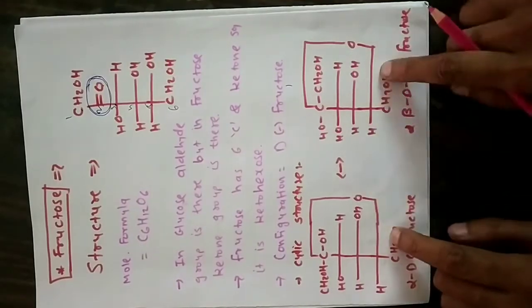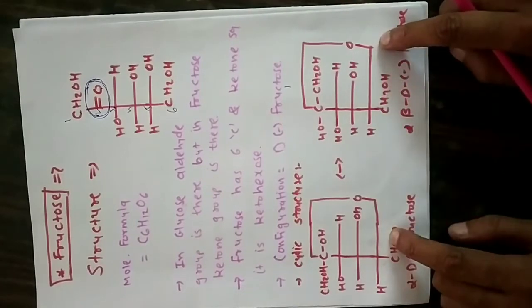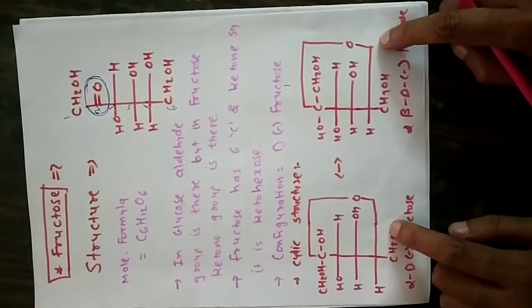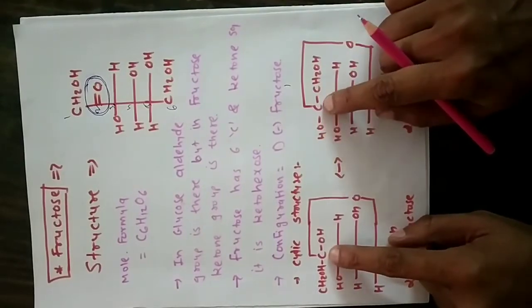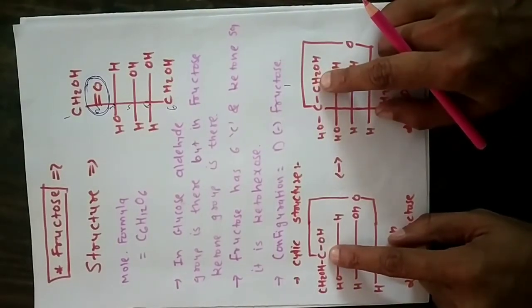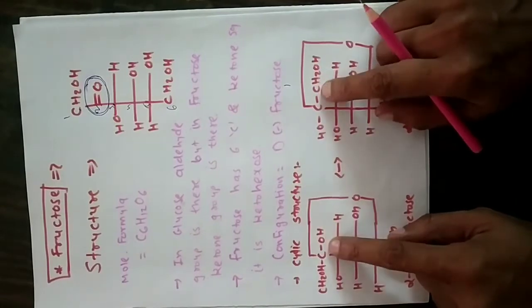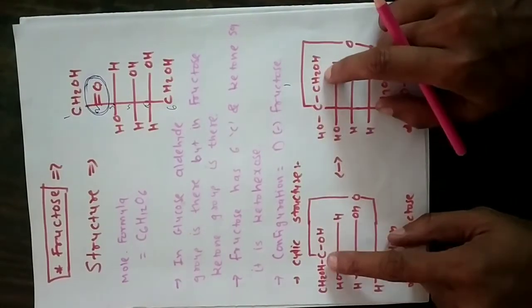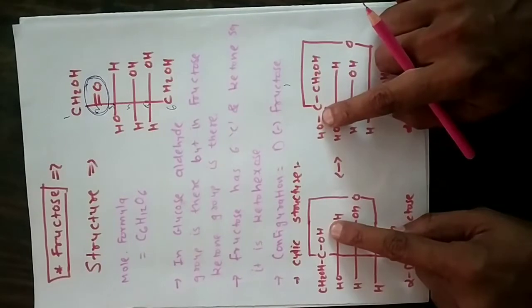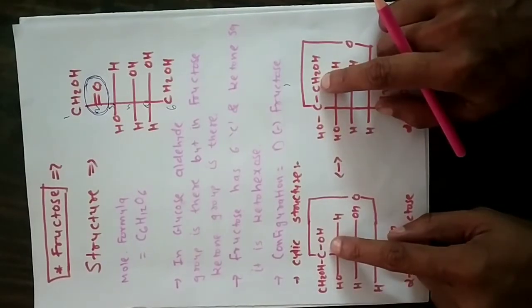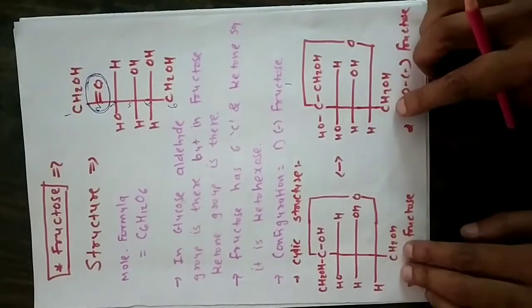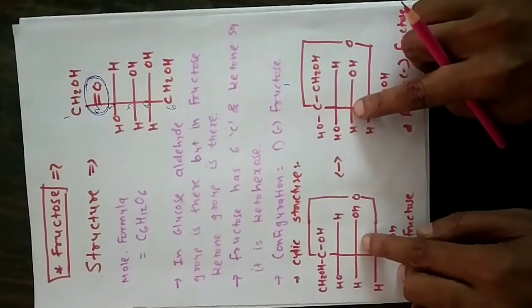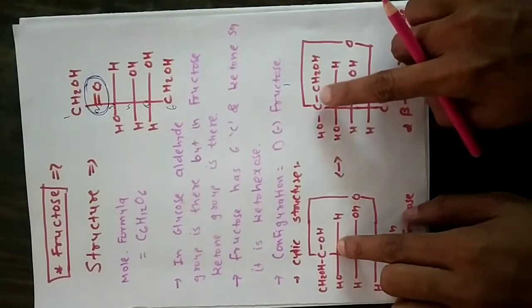These both are the cyclic forms of fructose. You can see here on carbon number 1, the positions of CH2OH and OH are different in these two structures. The rest of it is the same. CH2OH, H and OH, OH and H, they are the same.